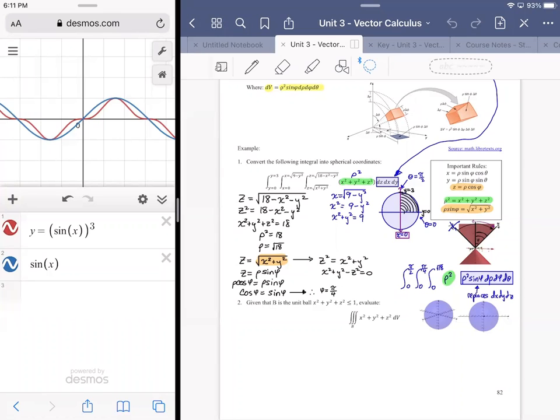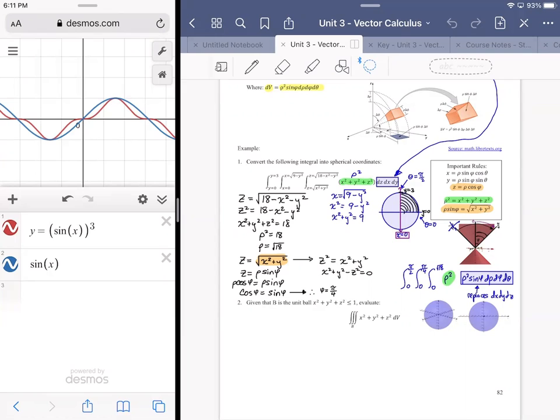So given that B is the unit ball, so unit sphere, defined as x squared plus y squared plus z squared less than or equal to 1, basically a filled in sphere with radius 1. Evaluate this triple integral.